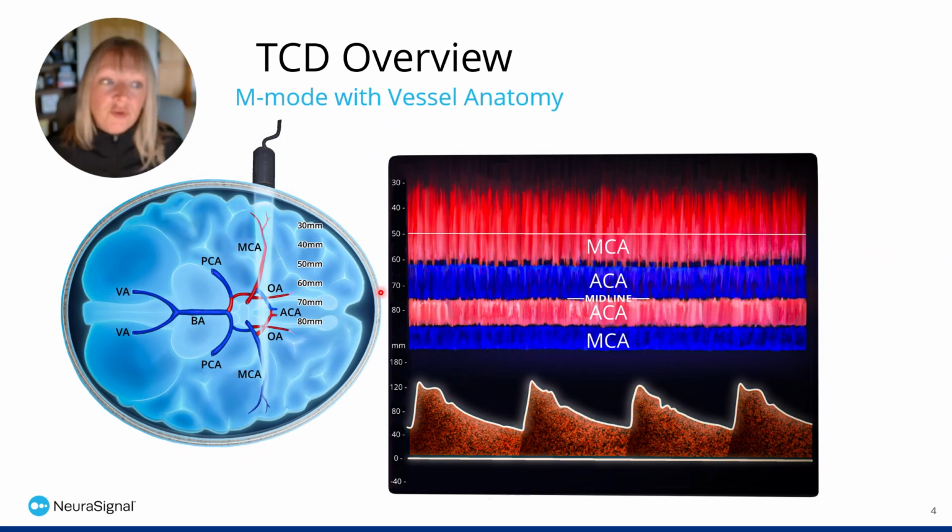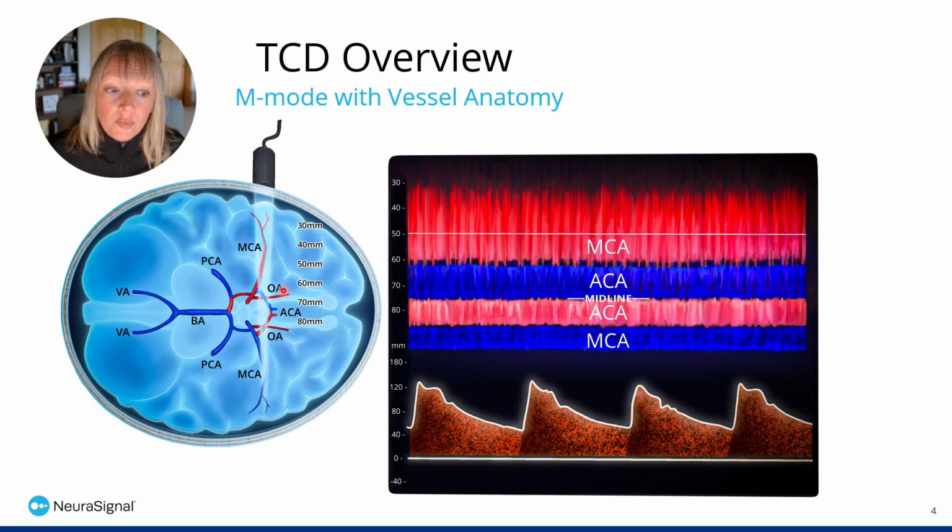And just an overview of what we're seeing on the screen and how it relates to an adult skull. So over here we have an adult skull with the probe placed at the left temporal window. We have our depths in millimeters here from 30 to 80. This will display on our M mode, or motion mode, with blood flow towards the probe as red, blood flow away from the probe as blue.